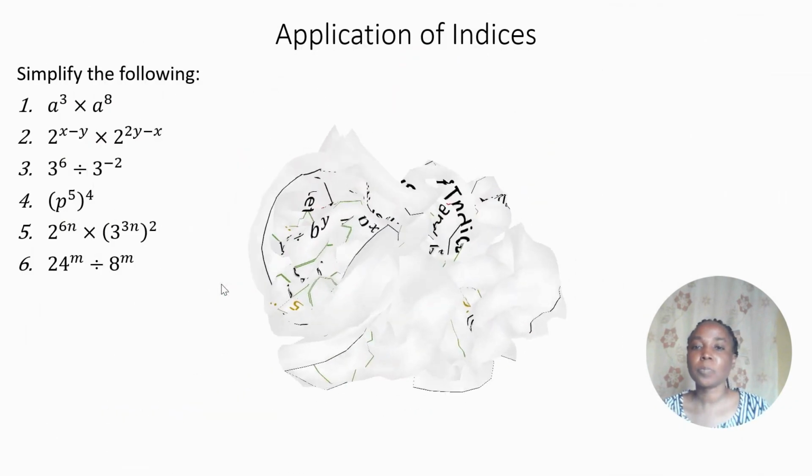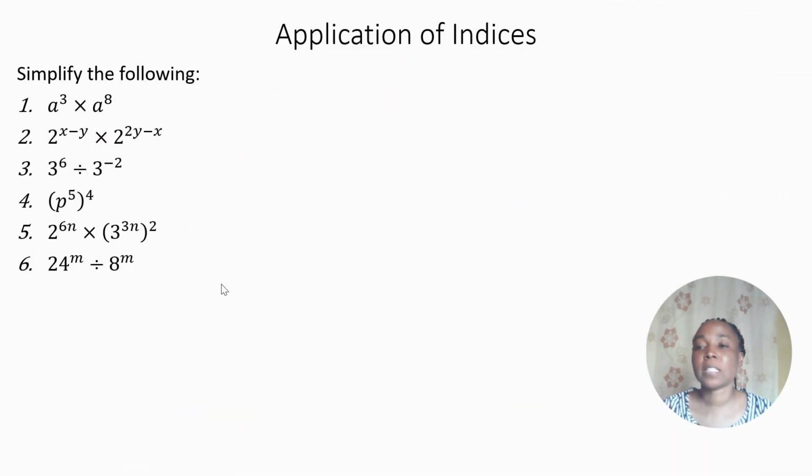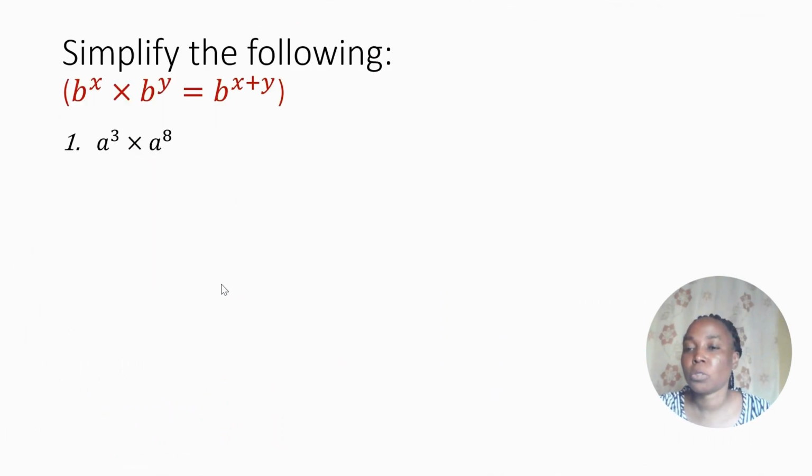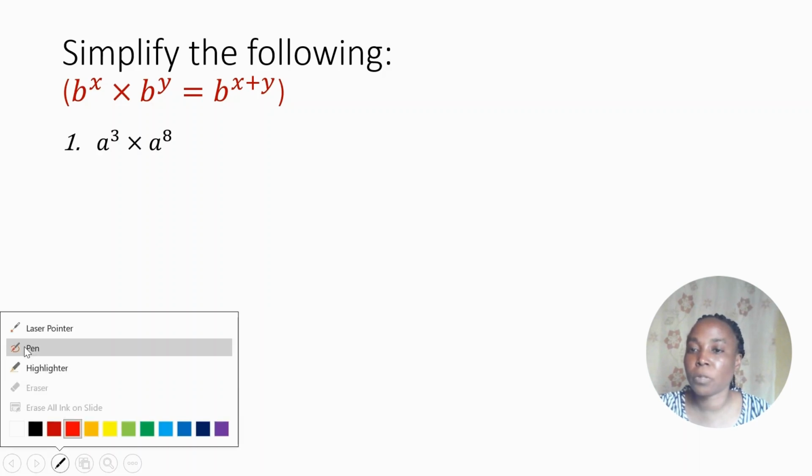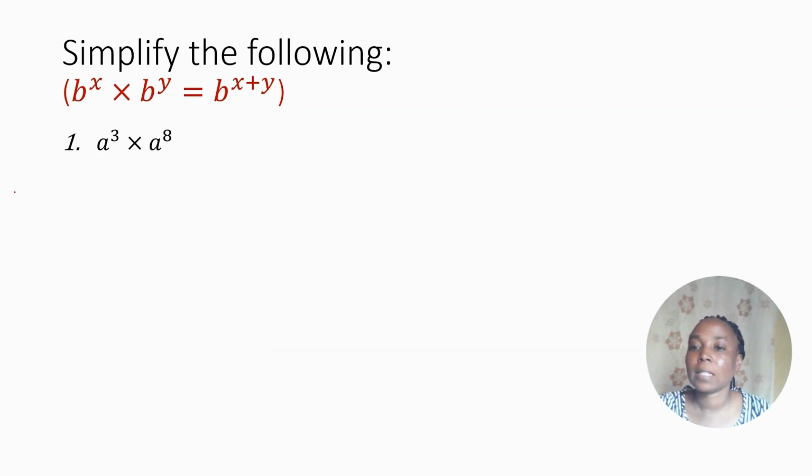Now let's have an example. We are going to be looking at these questions one after the other, the application of indices. Question number 1, you have to simplify a raised to power 3 times a raised to power 8. Now take note from the law of indices that we saw previously that for this law to be applicable at any point in time, your base must be the same. You must be able to have equal bases.